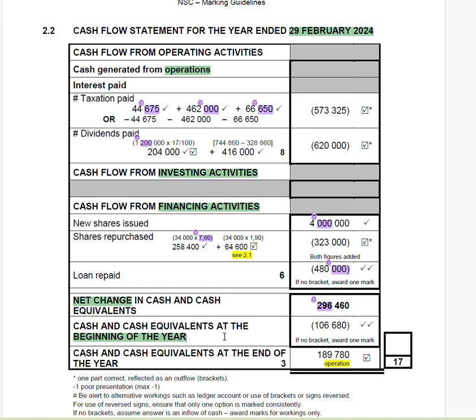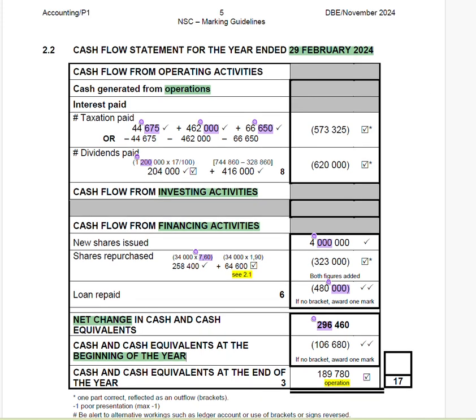So you're going to take now your net change of 296,460, then you minus your overdraft amount at the beginning of the year, then it gives you the cash and cash equivalents at the end of the year. So now this takes you to the end of your cash flow statement.